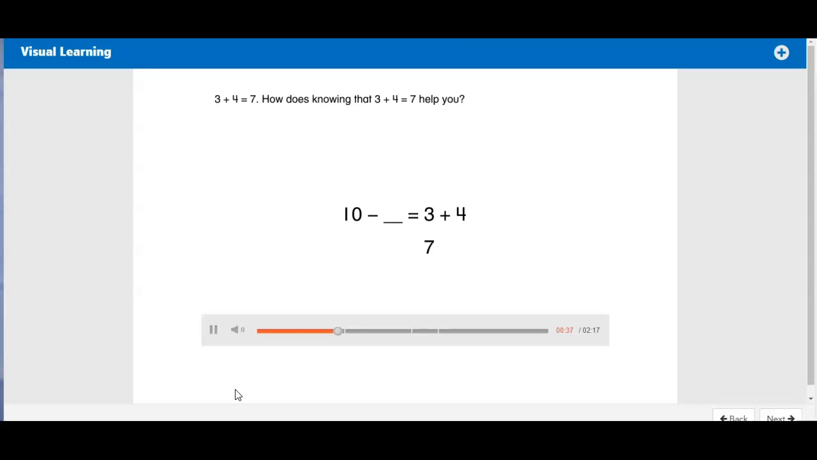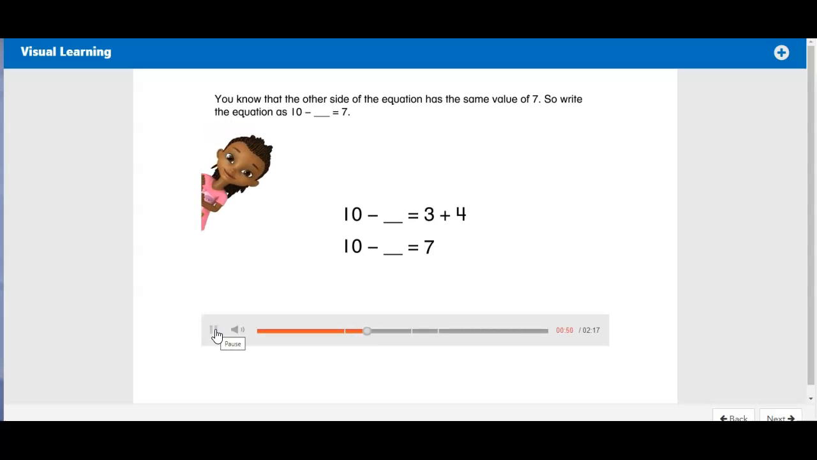How does knowing that 3 plus 4 is equal to 7 help you? By knowing that 3 plus 4 equals 7, we want to find the blank that would give us 10 minus blank also equal to 7. Knowing that 3 plus 4 is equal to 7 lets us know that we want this side of the equation to also be equal to 7. You know that the other side of the equation has the same value of 7.